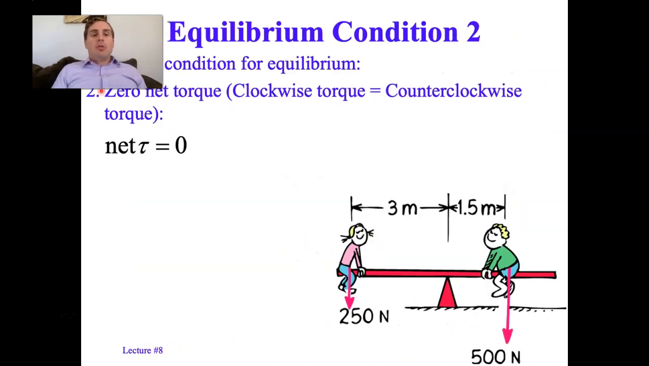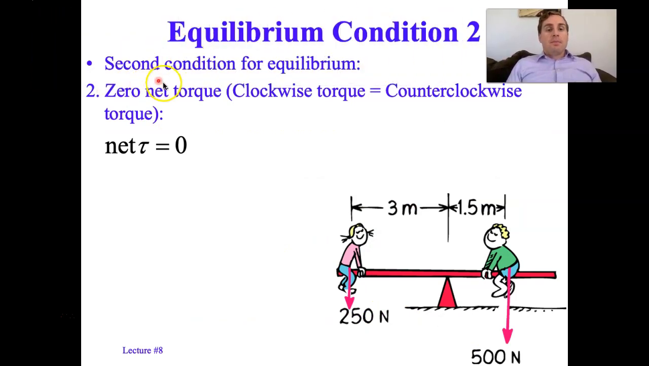So now let's talk about equilibrium condition number two. The second condition for equilibrium is the following, that we must have zero net torque. And more commonly, people write it in the following way, that all the clockwise torques have to equal the counterclockwise torques. Let's explain what we mean by that. Suppose we have two children sitting on a seesaw. Notice that in terms of their linear equilibrium or their linear forces, the net force is zero because the 250 Newton force down from her weight and the 500 Newton force downward from his weight are balanced by a 750 Newton upward force from the fulcrum.